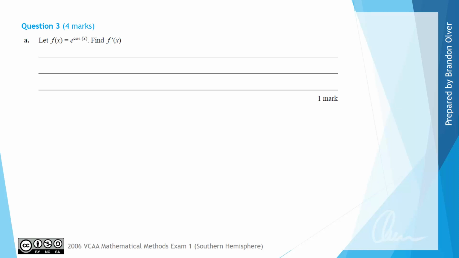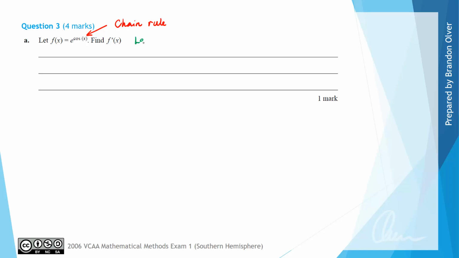For question 3, it says let f of x equal e to the power of cos of x, and we're asked to find f dashed of x, or the derivative. So the first thing we need to do is recognise this is a composite function, therefore we're going to use the chain rule for differentiation.